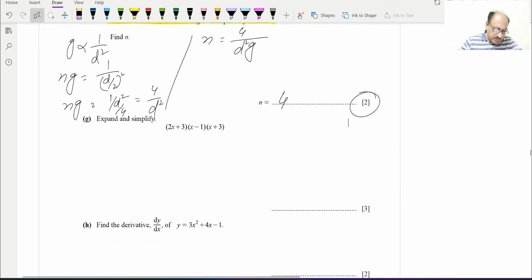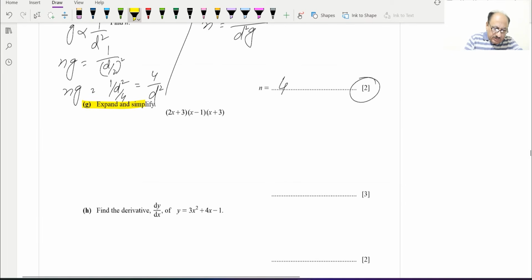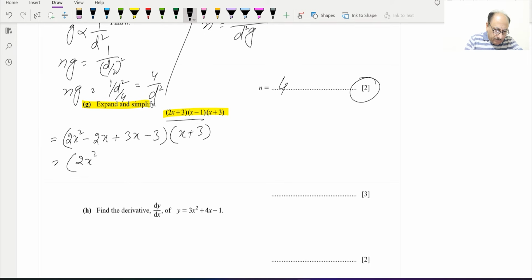This is done. And then part g, expand and simplify. We need to expand and simplify this. So first of all, we'll multiply these two. 2x into x will be 2x squared, and 2x into minus 1 will be minus 2x, and 3 into x will be plus 3x, 3 into minus 1 will be minus 3, and the x plus 3 term stays as it is. Now we'll simplify the like terms. This will be 2x squared plus x minus 3, and this will be x plus 3.